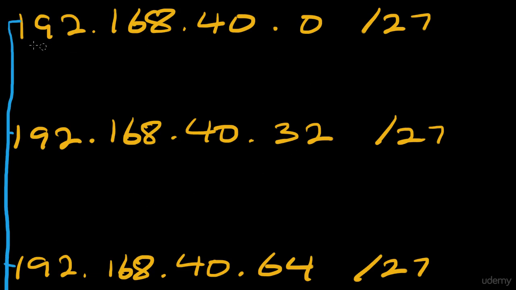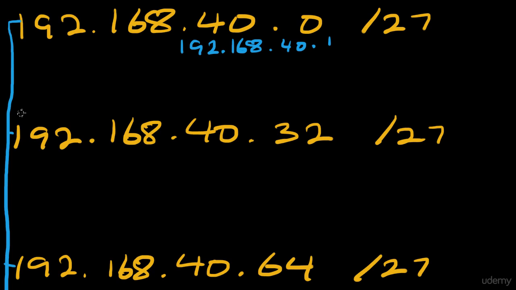Then the IP address right after this one would be the first valid IP address for the 40.0 network. That would be 192.168.40.1. The next network ID is 192.168.40.32.